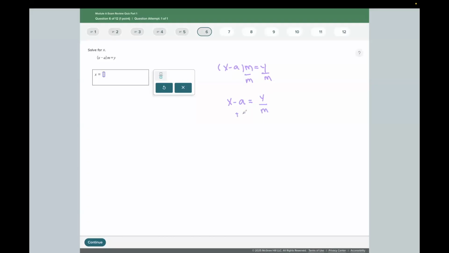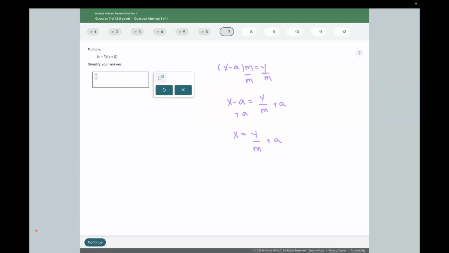And then I'm just going to do plus a to both sides. So x equals y over m plus a. All right, let's do it. Type it in. Y over m plus a. Oops, not like that. Nice, okay. Let's keep going.